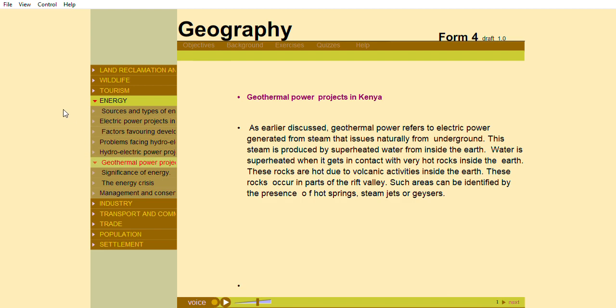As earlier discussed, geothermal power refers to electric power generated from steam that issues naturally from underground. This steam is produced by superheated water from inside the earth. Water is superheated when it gets into contact with very hot rocks inside the earth. These rocks are hot due to volcanic activities inside the earth. These rocks occur in parts of the Rift Valley. Such areas can be identified by the presence of hot springs, steam jets, or geysers.